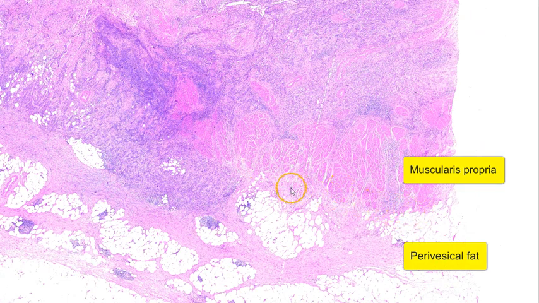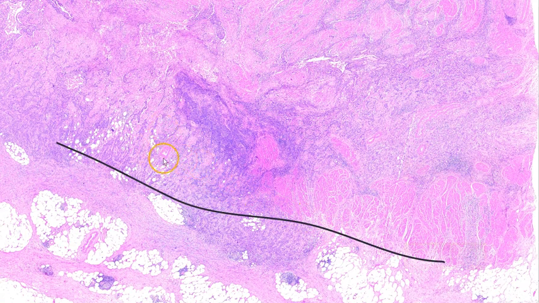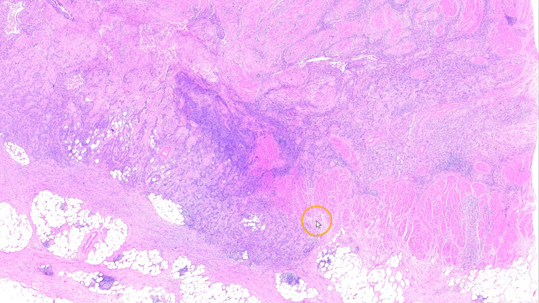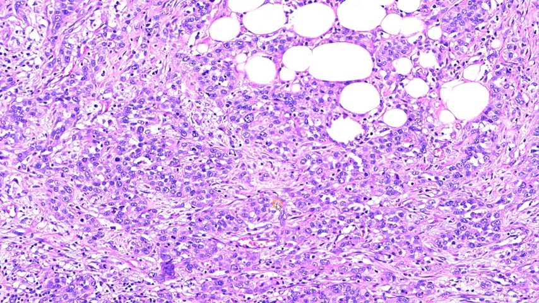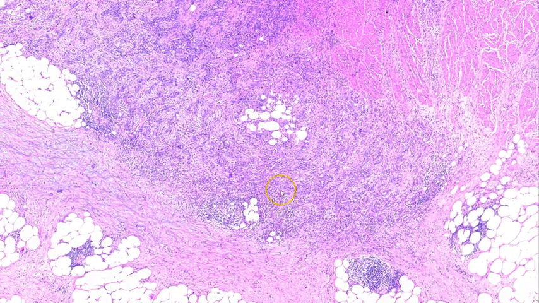So this is where the muscularis propria stops, and here is the perivesical fat. If we draw a line across here, because the muscularis propria is very disrupted by tumor, we can see that there is still tumor that goes beyond the muscularis propria into the perivesical fat. On closer look, we can see these sheets of malignant urothelial cells, and they are invading into the perivesical fat.